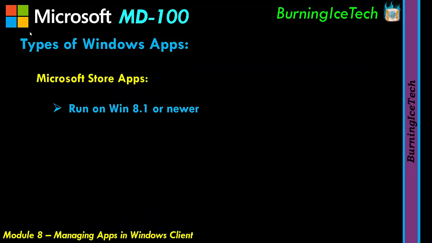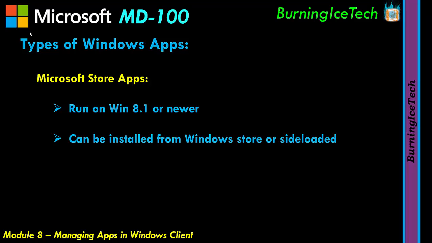So, where do we find these apps called Windows apps? In the Windows Store, of course. The apps can either be installed directly from the Windows Store, like you would expect, or the user in question can go and perform something called side loading if you want to go that route.